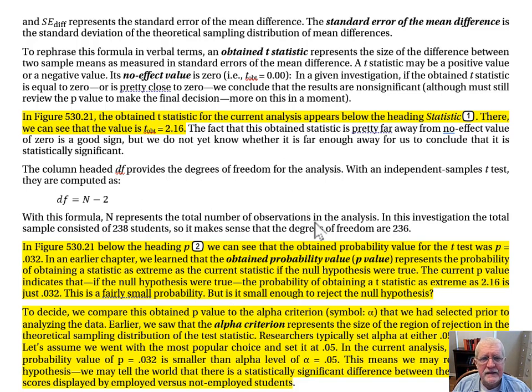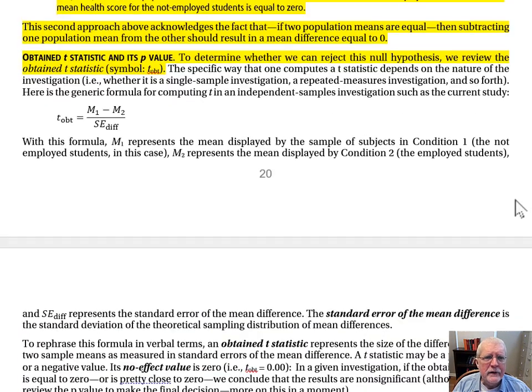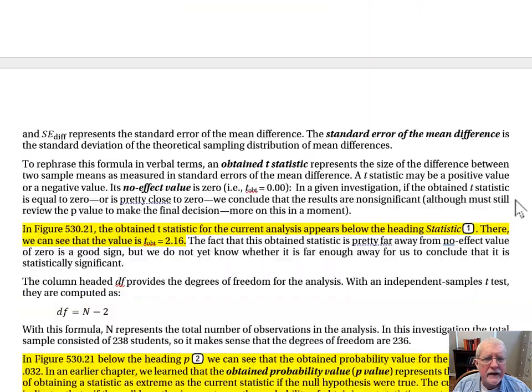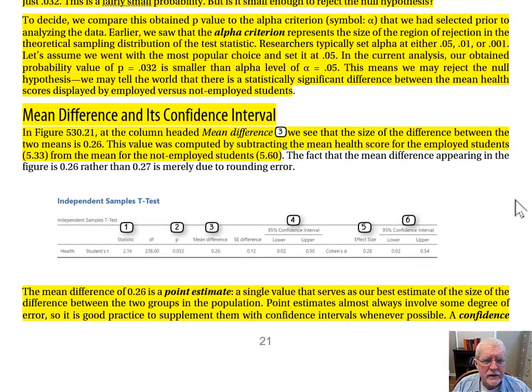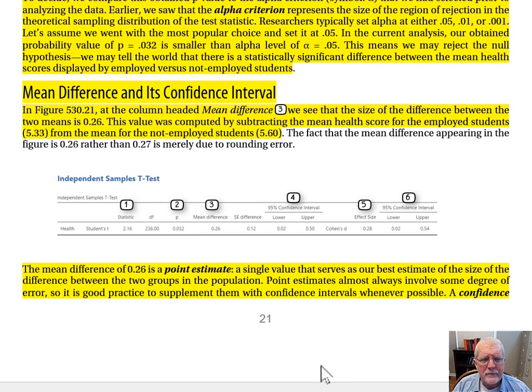Wait a minute, where do all these statistics come from? You say the t-statistic is 2.16. Where did you get that exactly? That would be in this output down at the bottom of that page. At the bottom of page 21, this output is the results produced by Jamovi when we requested the independent samples t-test. Below the heading 1, we have this heading statistic. This is our obtained t-statistic. This is the t-statistic of 2.16 that I alluded to.